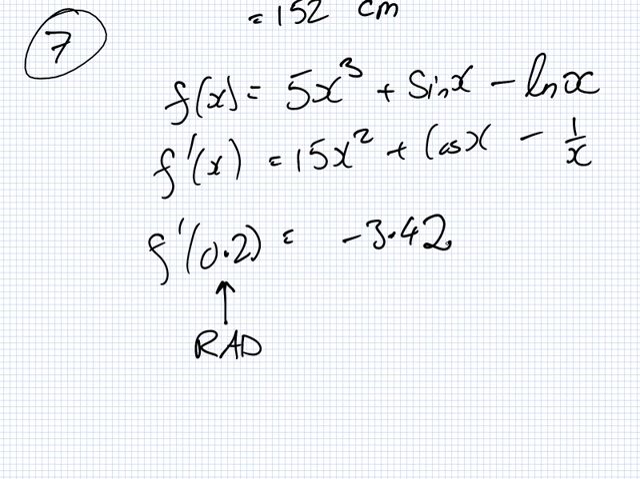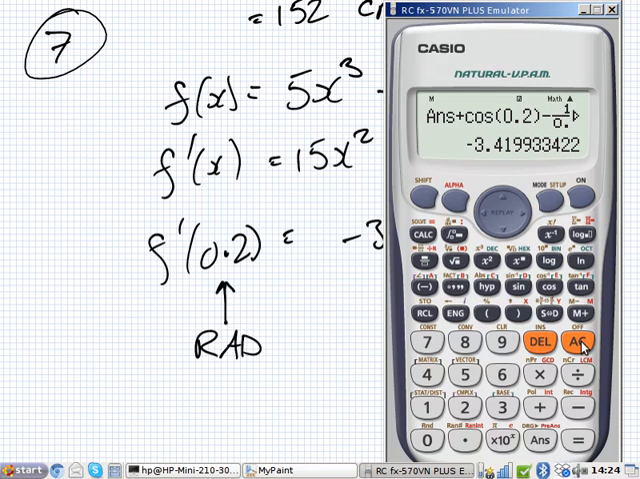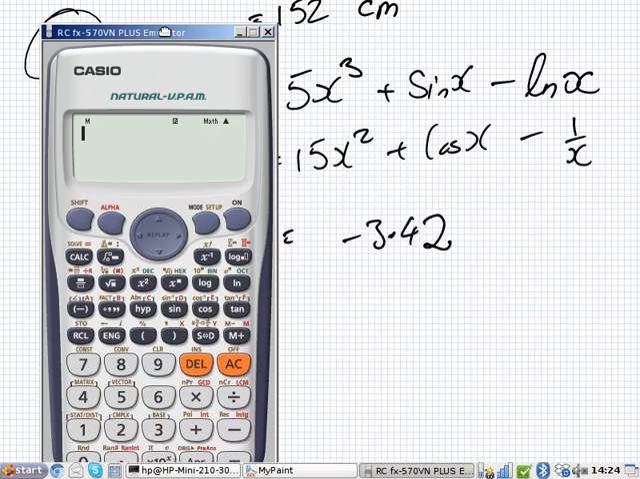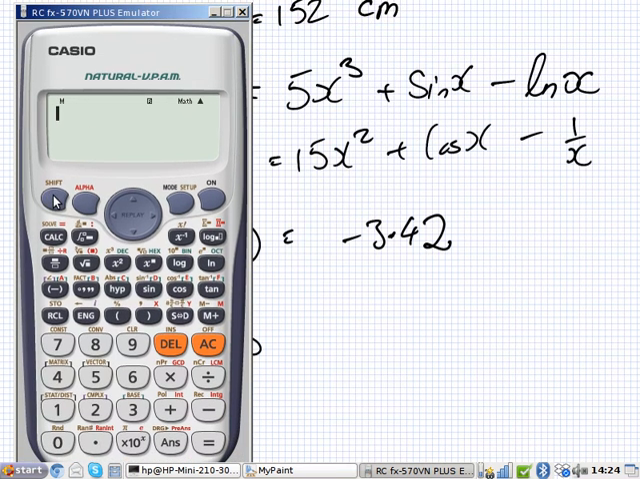What's nice is that I can check this answer on my calculator. Watch the magic. Shift derivative when x is 0.2 of 5x cubed plus sine x minus log x.